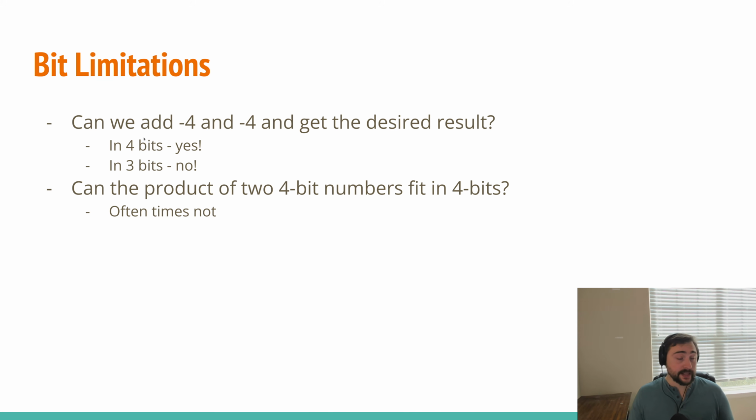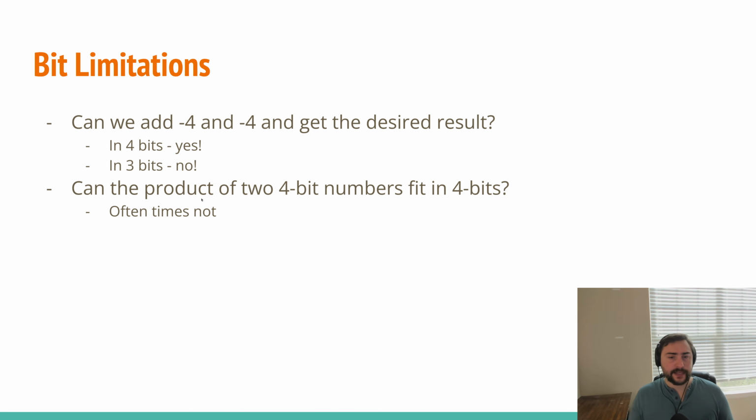So the answer is yes, this works in 4 bits, right? Because we can represent negative 8, so negative 4 plus negative 4. We can represent that in 4 bits, right? That's just 1, 0, 0, 0. But we can't represent that in 3 bits, right? So while we can represent -4 in 3 bits, we can't actually get the value of -4 plus -4, right? We need at least 4 bits for that result.